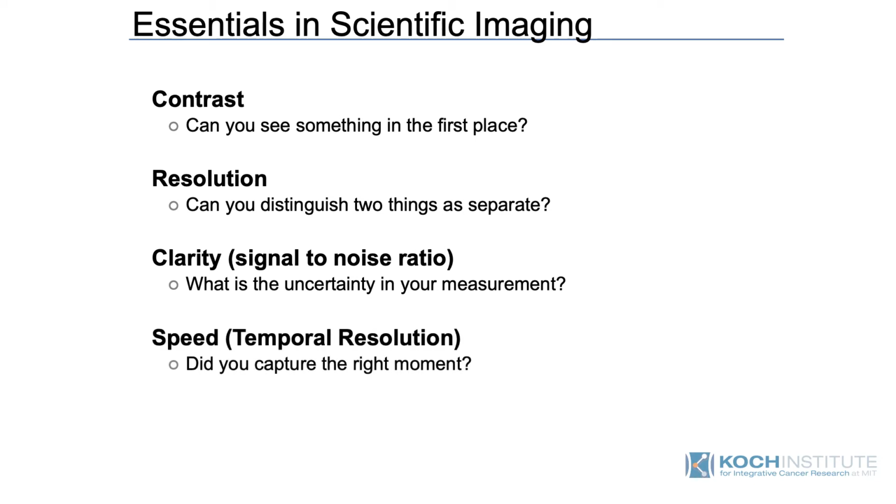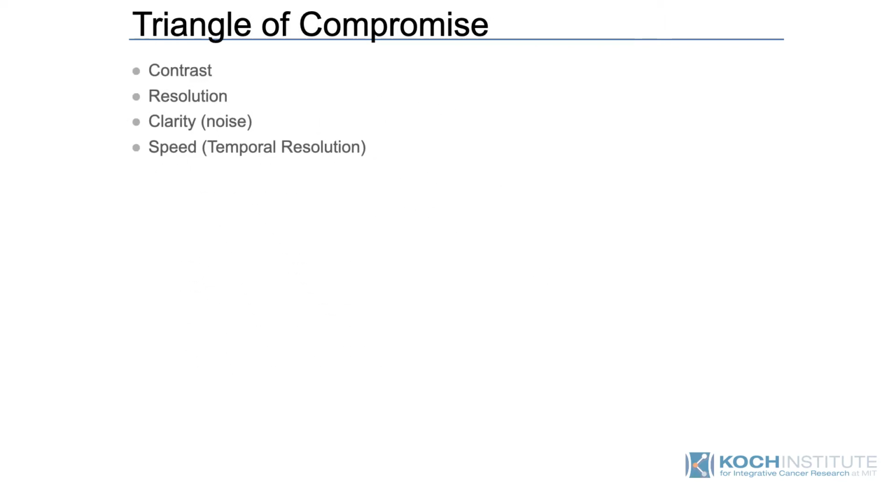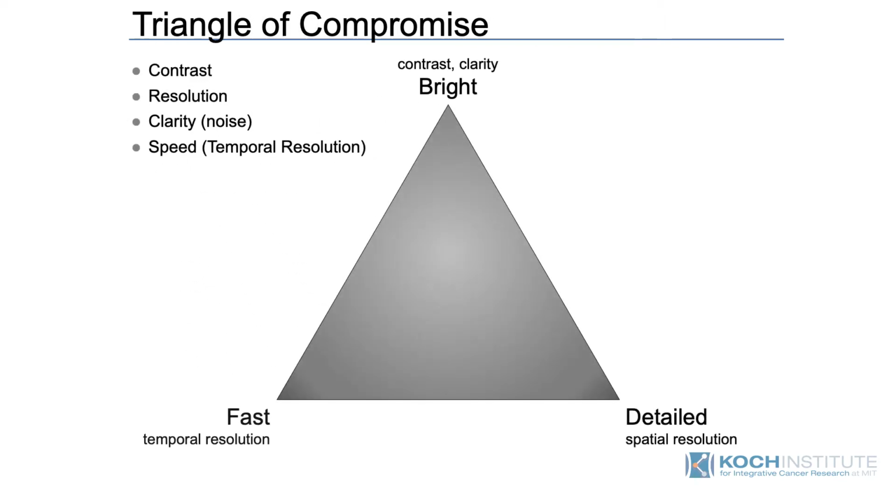And then finally, there's the speed in which you take an image. That's called temporal resolution. So did you capture the right moment in time? So you can't have good contrast, good resolution, good clarity, and fast speeds all at once. There's always a compromise between these factors. There's always a balance you have to make. And this is called the triangle of compromise.